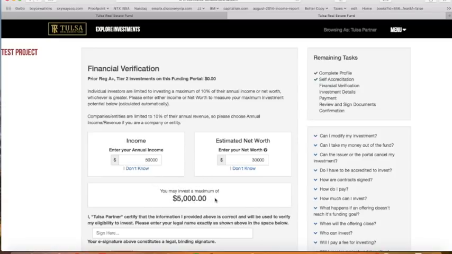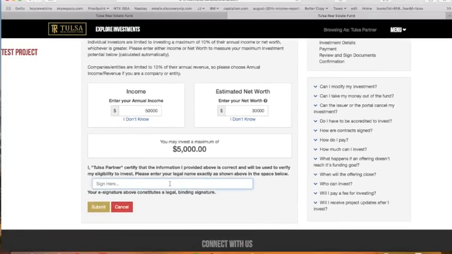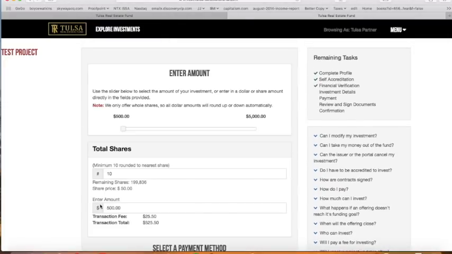You go ahead and sign here, and this is your legal first name and last name. I know I have Tulsa partner there, but that's just for demonstration purposes. Now you can select how many shares you'd like to purchase. You can purchase a minimum of $500 worth of shares. Each share is worth $50, and you can buy in increments of $50 up to your 10% number. Whatever that looks like, you just take the number of shares and multiply by 50.